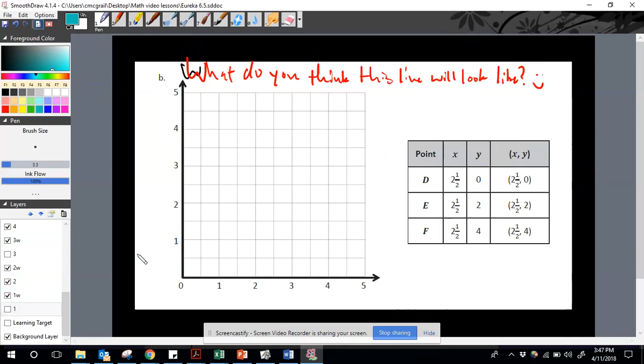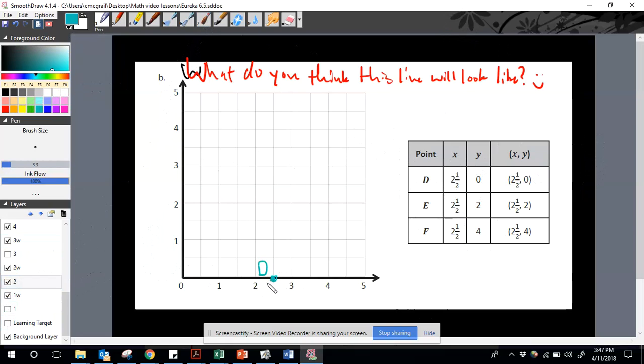The coordinates for point D, please label this with us, ladies and gentlemen. Ava, what are the coordinates for point D? The coordinates for point D are 2 and 1/2, 0. So here's 2 and here's 3. So 1/2, each leap is going to be 1/2. And I don't have to go up at all. So I'm just going to label that right there. And I'm going to label that point D.